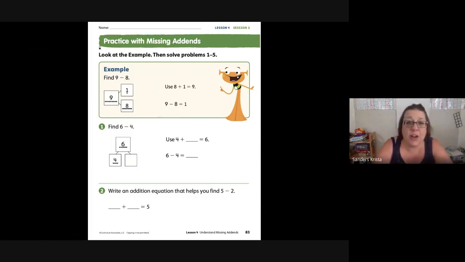So I'm going to start out with our song. A part plus a part equals a whole. A part plus a part is a whole. A whole minus a part equals a part.